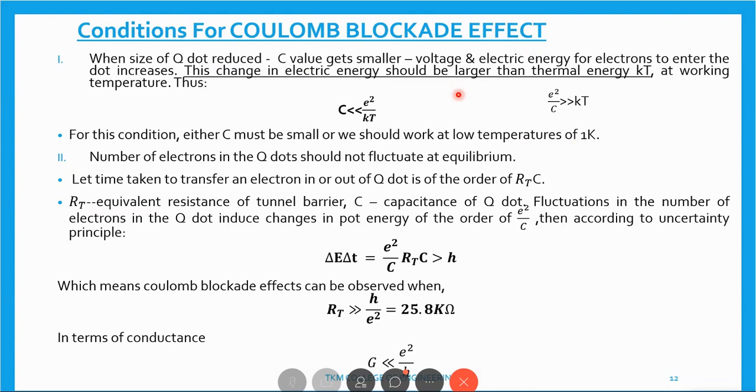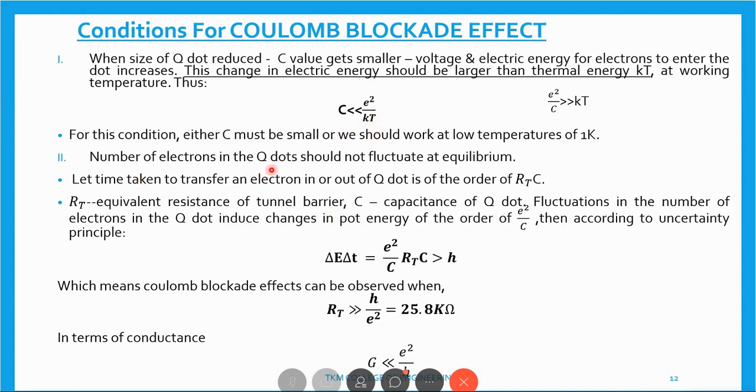I hope you understood the concept, right? Like you're trying to keep an electron on the quantum dot, and there is also an electron there, so there is a Coulomb repulsive force taking place. That repulsive force is the Coulomb blockade effect. Once you overcome the Coulomb blockade effect, the current can start flowing. So in order to observe this, the first condition will be capacitance lesser than e square by kT.